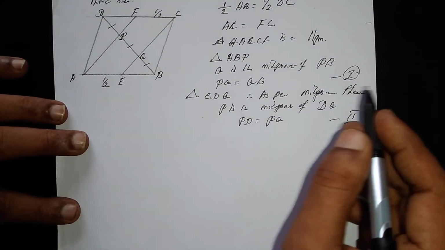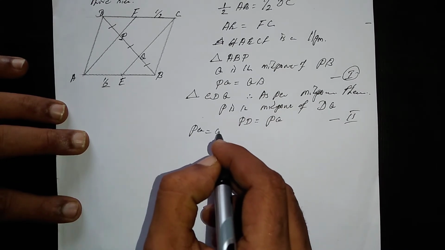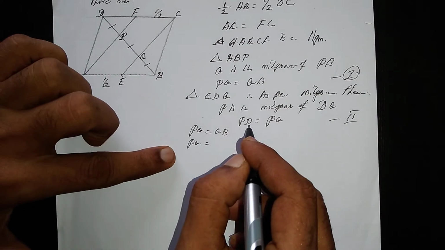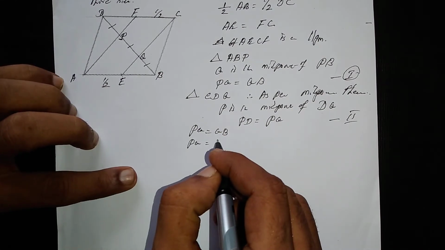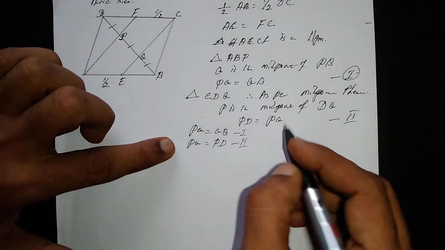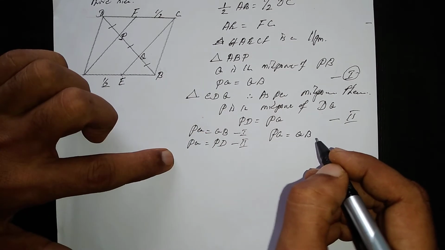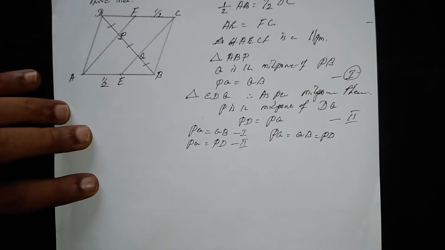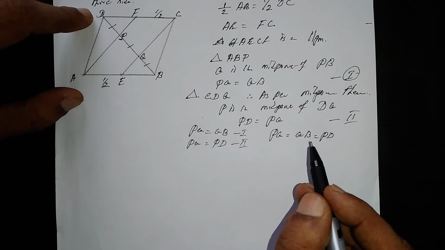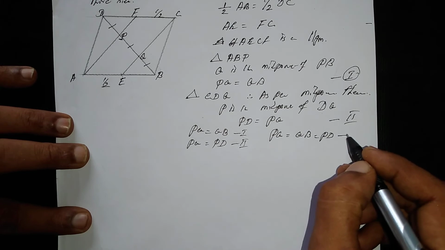Now let us combine both the things. PQ equal to QB is equation number 1, and PQ equal to PD is equation number 2. Now we can say that PQ is equal to QB and QB is equal to PD. So PQ, QB and DP are all equal.